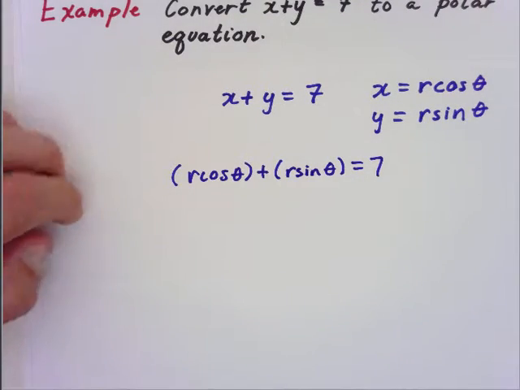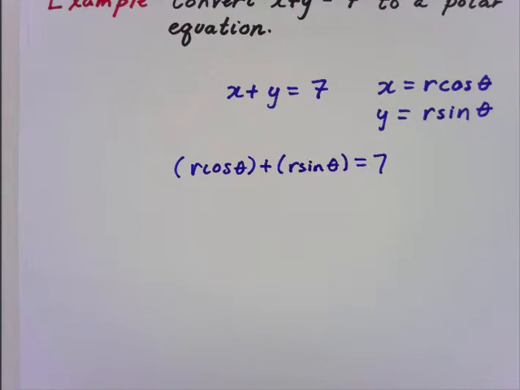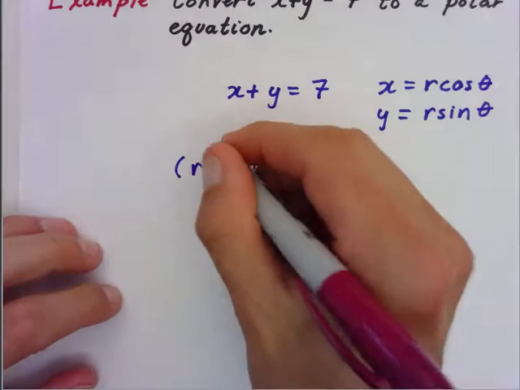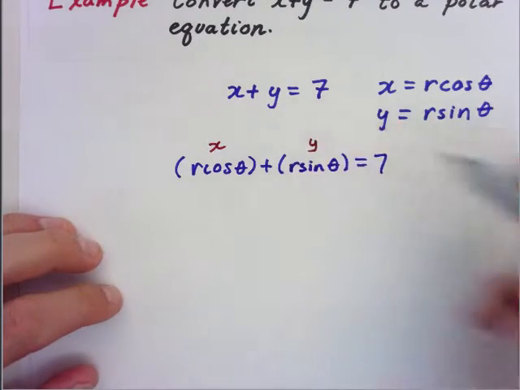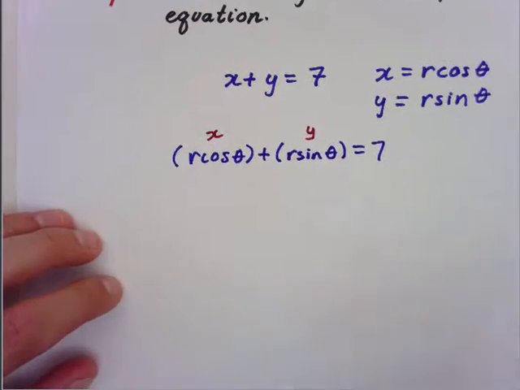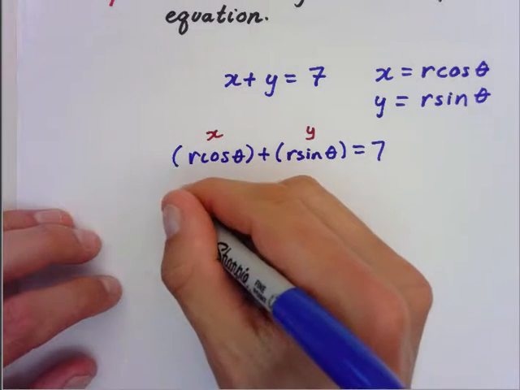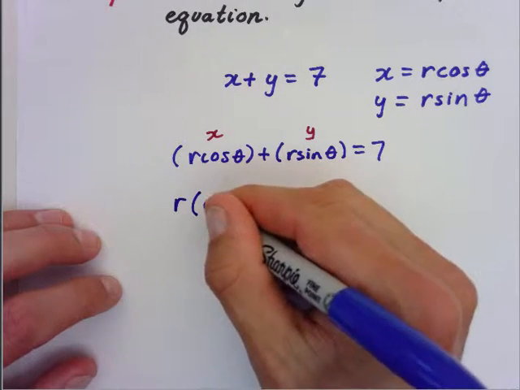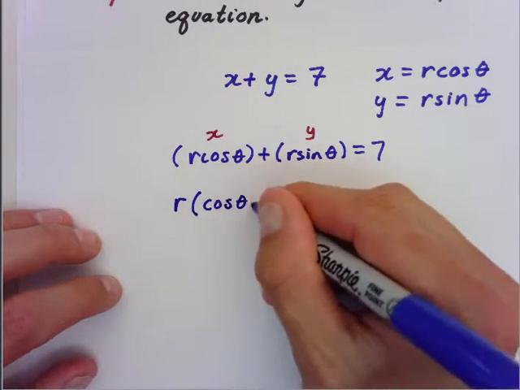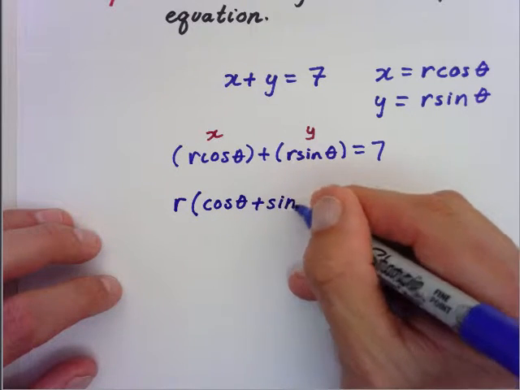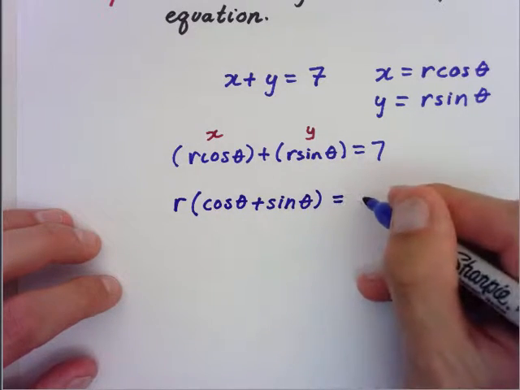Okay? So what we've done is this is our previous x value, this is our previous y value, and we've replaced them. And now notice both terms have an r. So just go ahead and factor out the r, and we're going to be left with cosine theta plus sine theta, and that's going to be equal to 7.